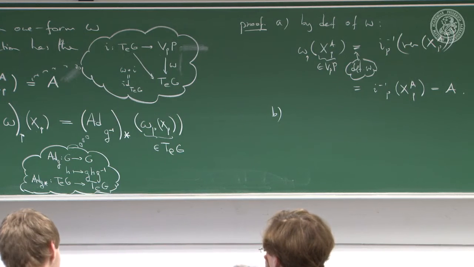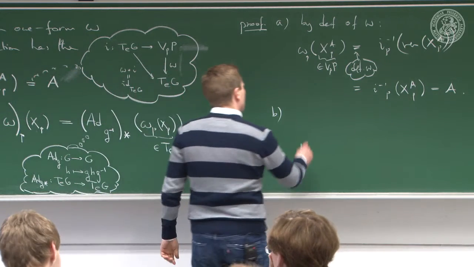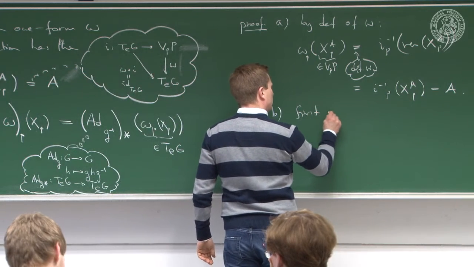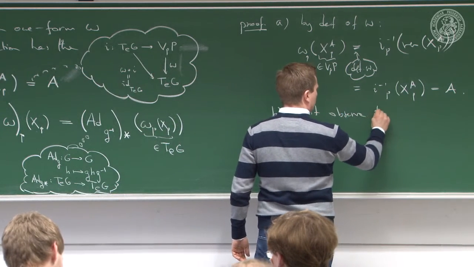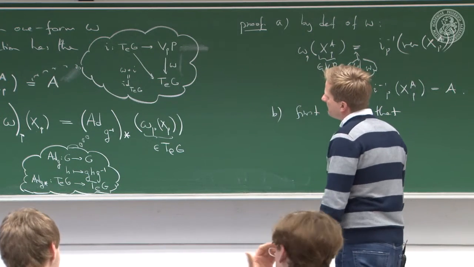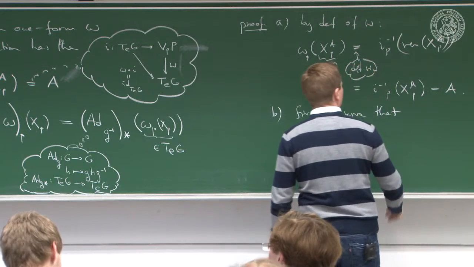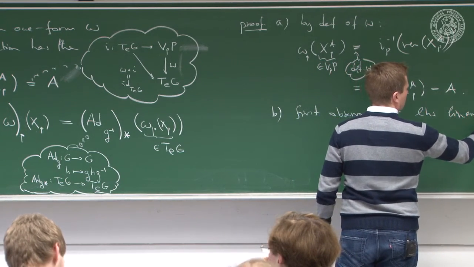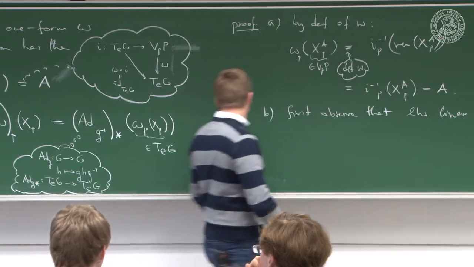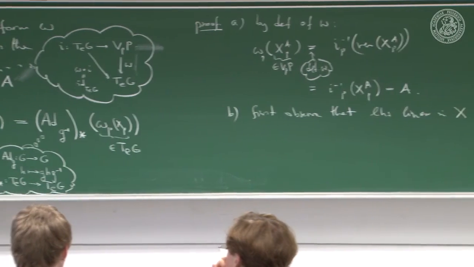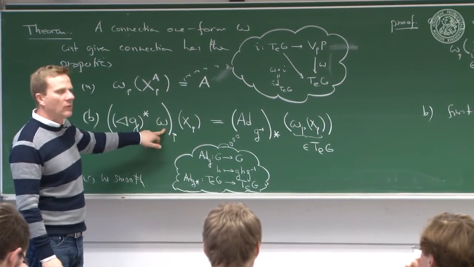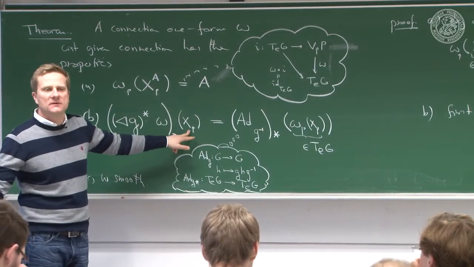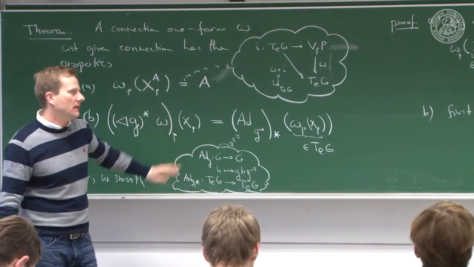Now let's look at this beast, and we first observe that the left-hand side is linear in X. So in this slot here, why is that? Well, this is a one form. This is the pullback of a one form. You get a one form. A one form is a linear map.